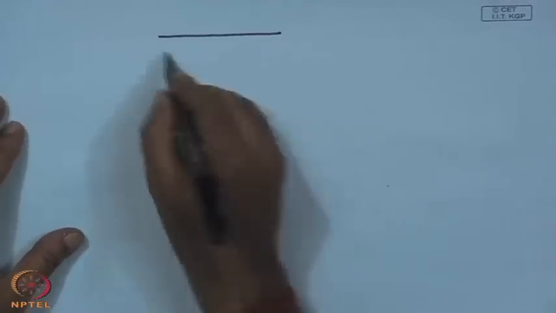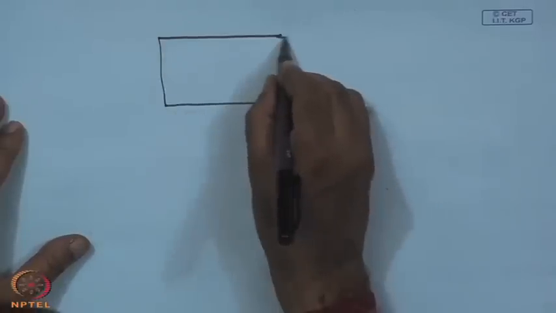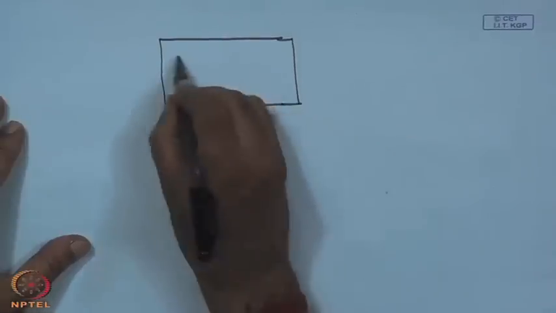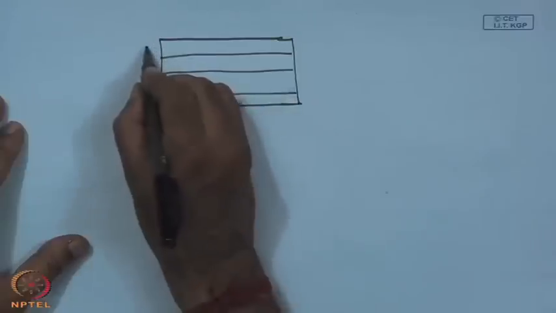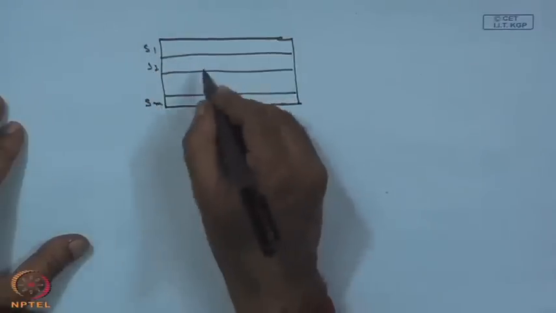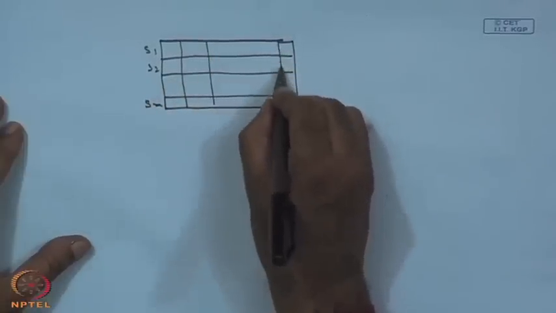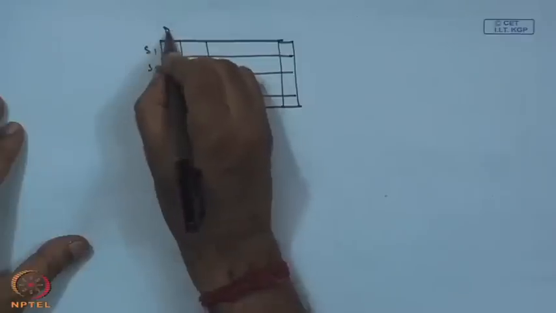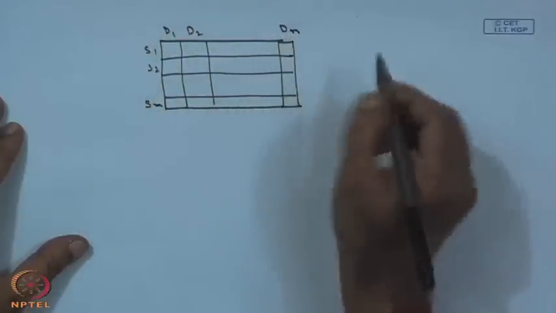So, basically if you see the tabular form, you can write it something like this. You have the sources, you have m sources, S1, S2 like this way, Sm, and we are having D1, D2, Dn, these are the n destinations.